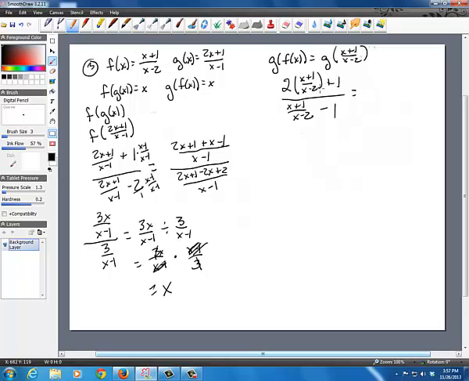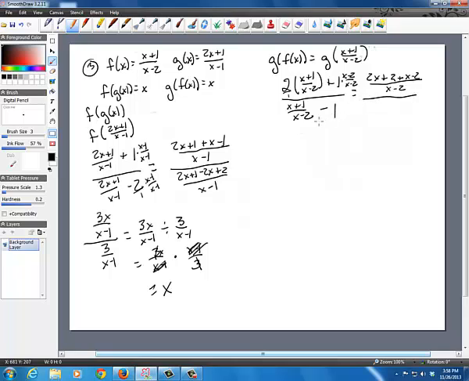Okay, so again, on top, I have to have a common denominator of x minus 2. And this is really 2 over 1. So 2 times x and 2 times 1, plus x minus 2, and all of that's over my common denominator, x minus 2.